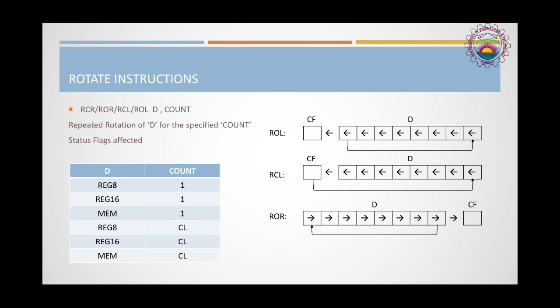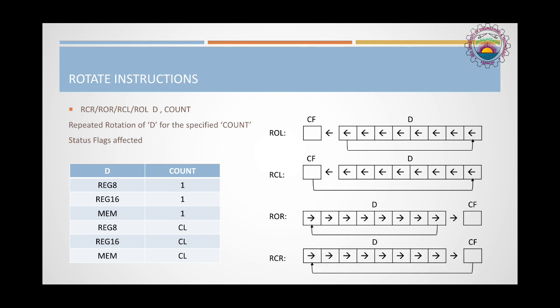In case of ROR, D will be rotated right without carry flag. So the LSB of D will be copied into the carry flag, and that will also be copied into the MSB of D, and D will be rotated right without carry flag.